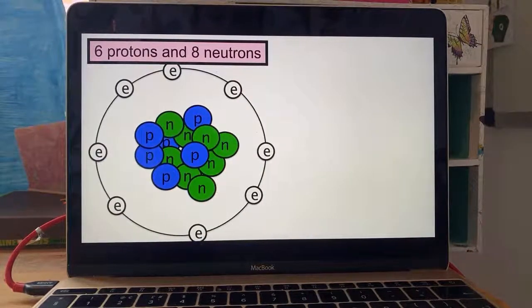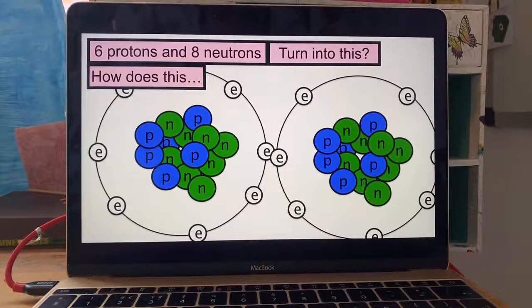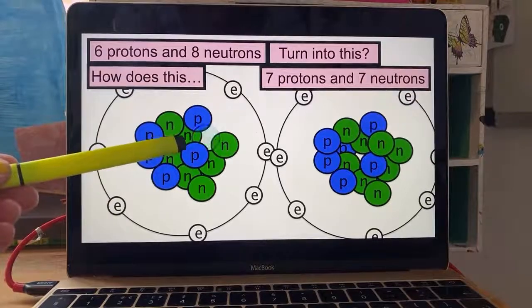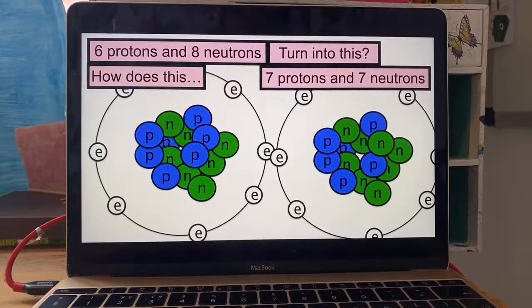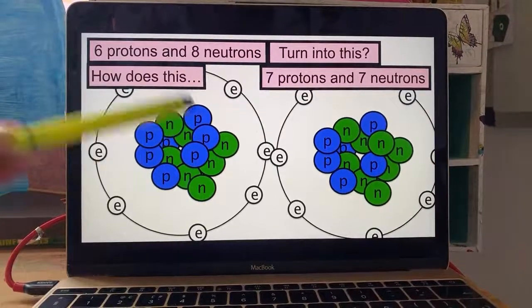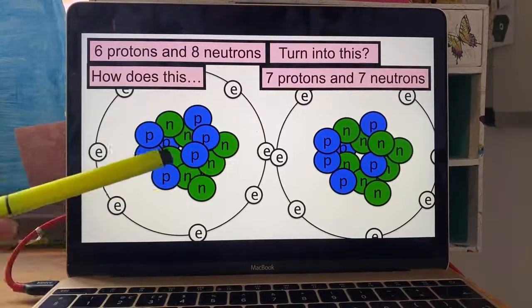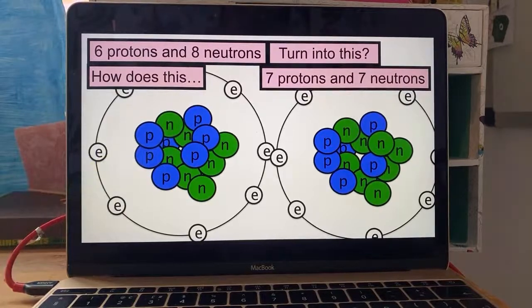So you've got carbon-14, it's got 6 protons and 8 neutrons. How does that turn into this thing that's got 7 protons and 7 neutrons? Well, the answer is one of the neutrons of carbon-14, seen flashing here, turns into a proton. Oh, I know! A neutron just turns into a proton. So you've still got the same amount of protons and neutrons all together, but you've lost a neutron and gained a proton. Amazing!